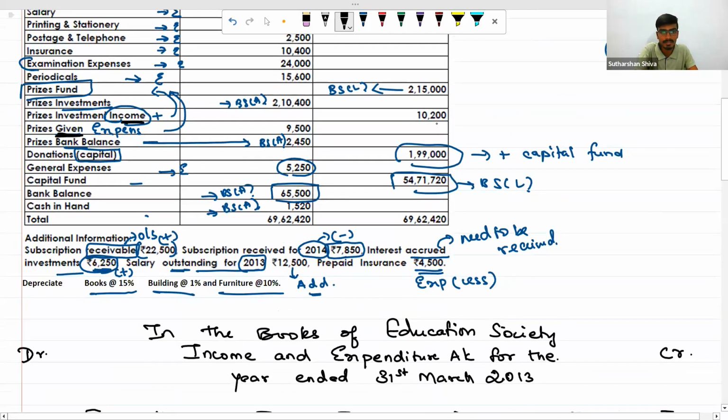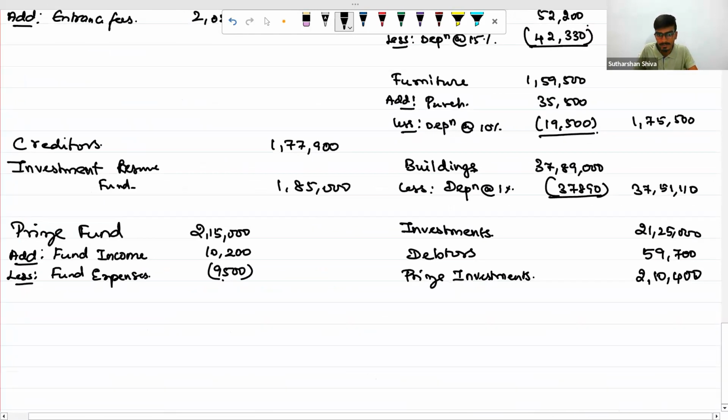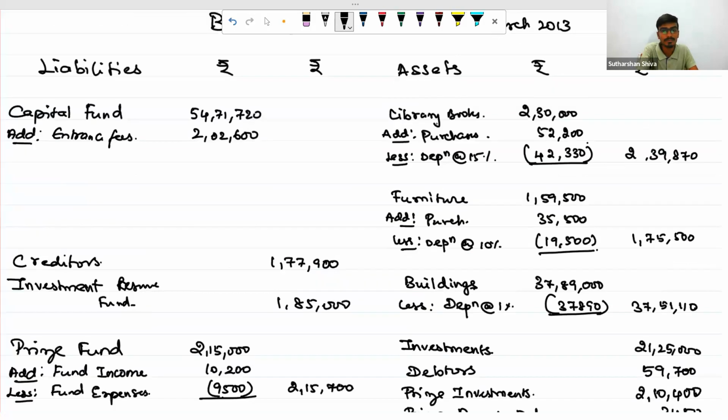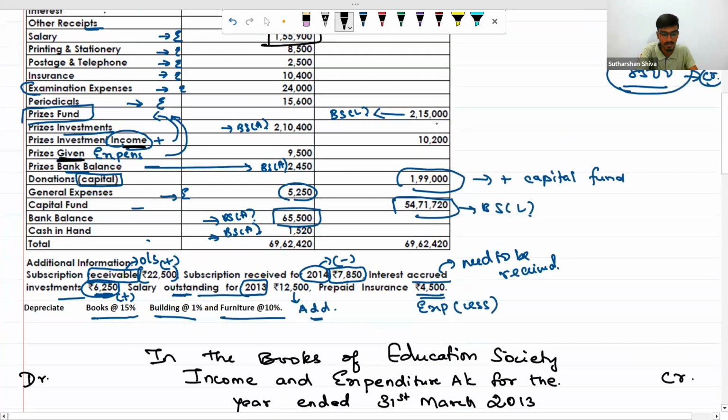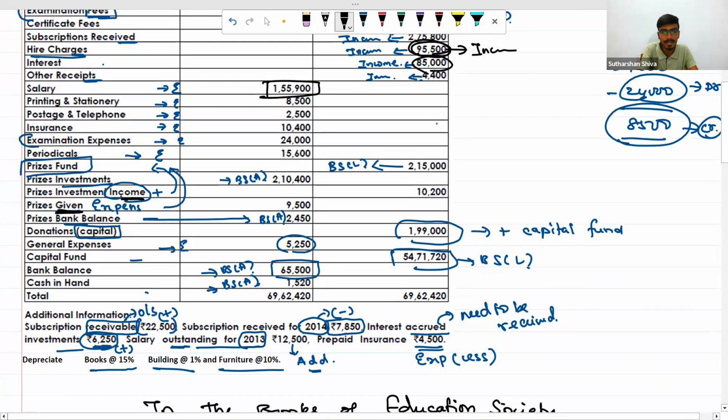Then what have they given? Price bank balance, the remaining balance left. What is the value they have given? 2,450. Now total this: 2,15,000 plus 10,200 minus 9,500. We are left with 2,15,700. Okay, next.